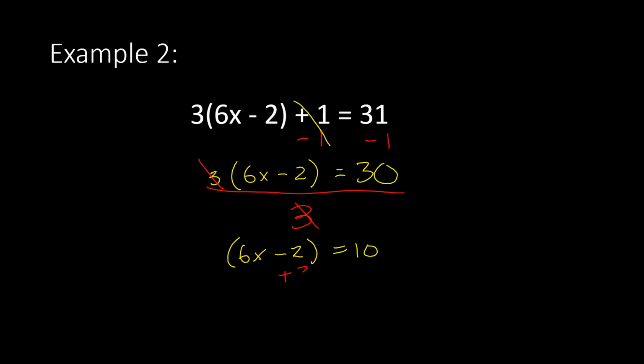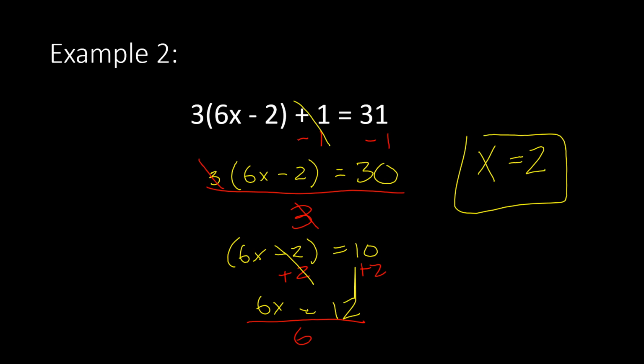You add 2 on both sides. I don't really need the parentheses, but I wrote them down. And you get 6x, since these two cancel out, equals 10 plus 2, which is 12. And then you can divide by 6. Finally, you are left with x equals 2, since these 6's cancel out, and you're left with 12 divided by 6, which is 2. So that is our answer.